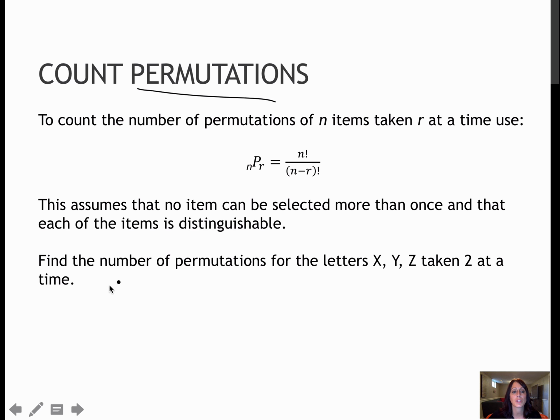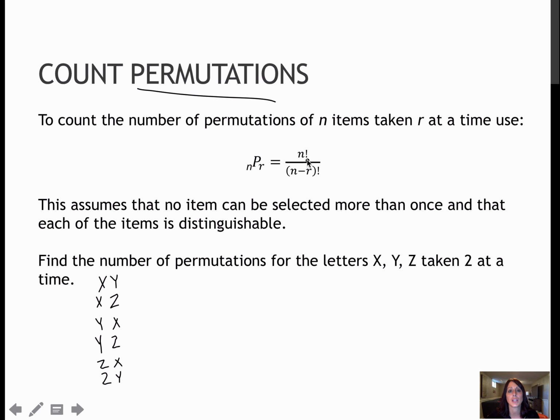So in essence, we're saying, okay, we have xy, we have xz, we have yx, we have yz, we have zx, and we have zy. So there should be 6 different ways, and again, the order does matter. So xy and yx are 2 separate items. So the number of ways I can do that is 6.